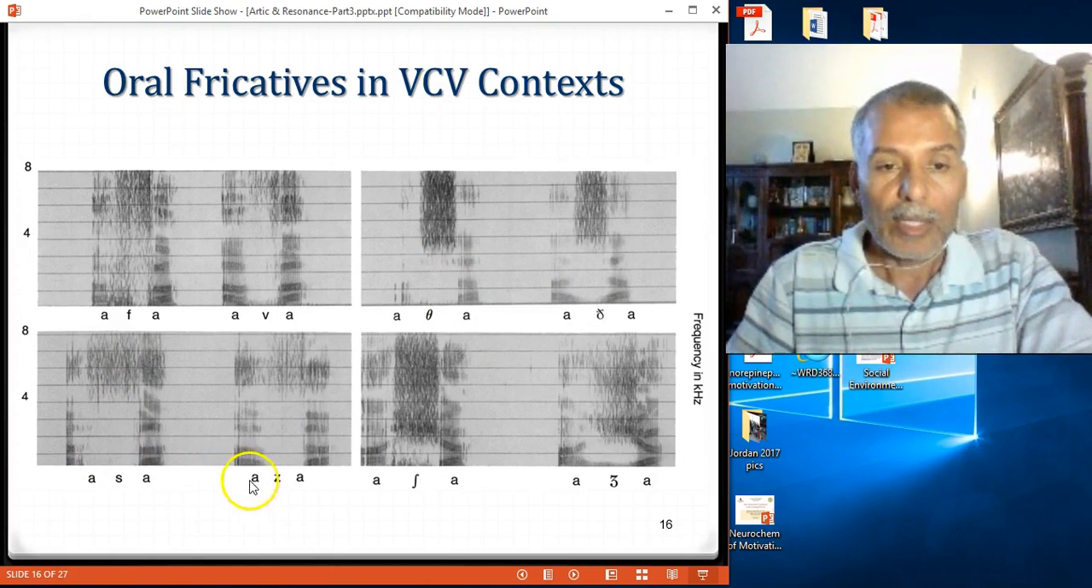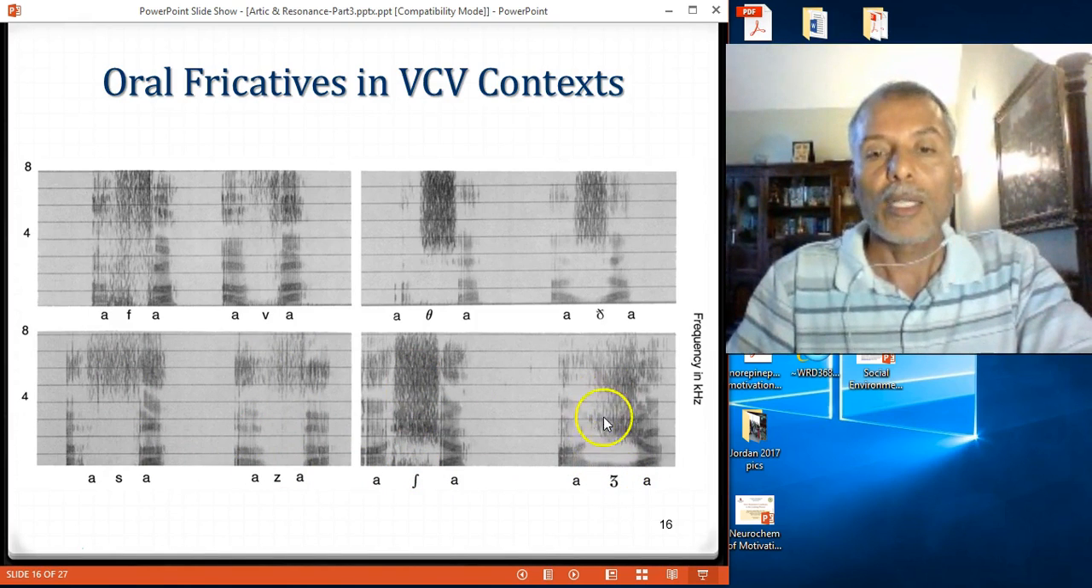Sa and aza, and then asha and aja. In both cases, the voiceless ones have a lot more noise because there is no pure tone with them.